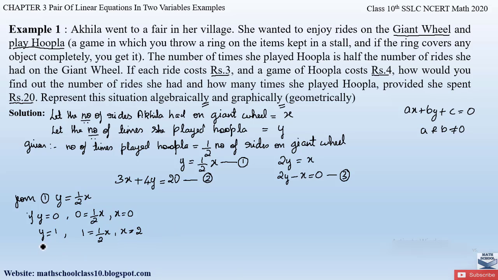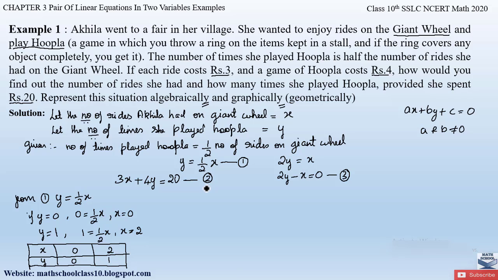So draw the table for this equation. This is x and this is y. When y is equal to 0, we have x is also equal to 0. When y is equal to 1, we have x is equal to 2.